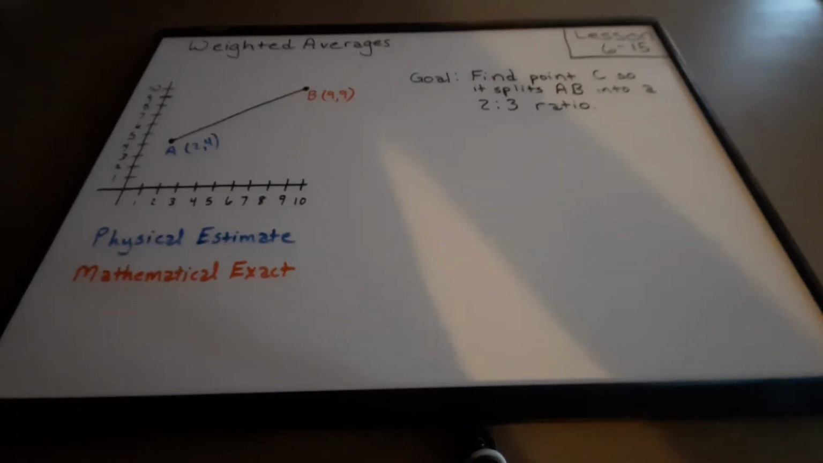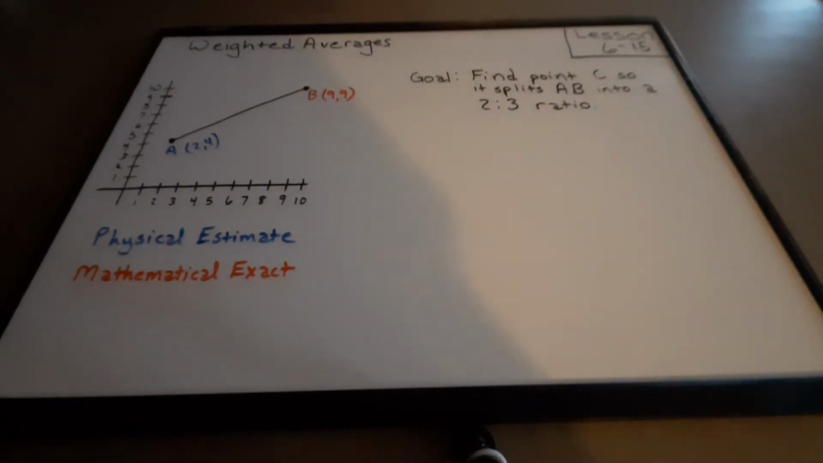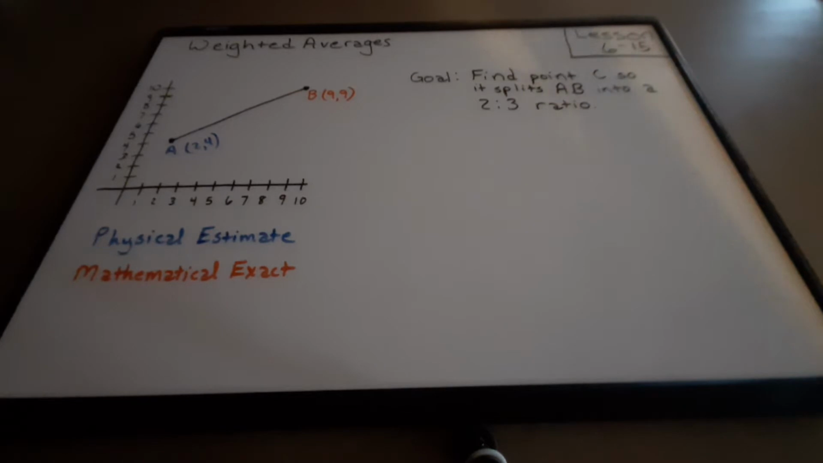Hey geometry students, Mr. Fovel here again, and this time we're going to be looking at lesson 615. The focus on this one is weighted averages. Sounds a little bit strange, but the idea behind this is giving more power or more weight to one side versus another. Think of it in these terms.